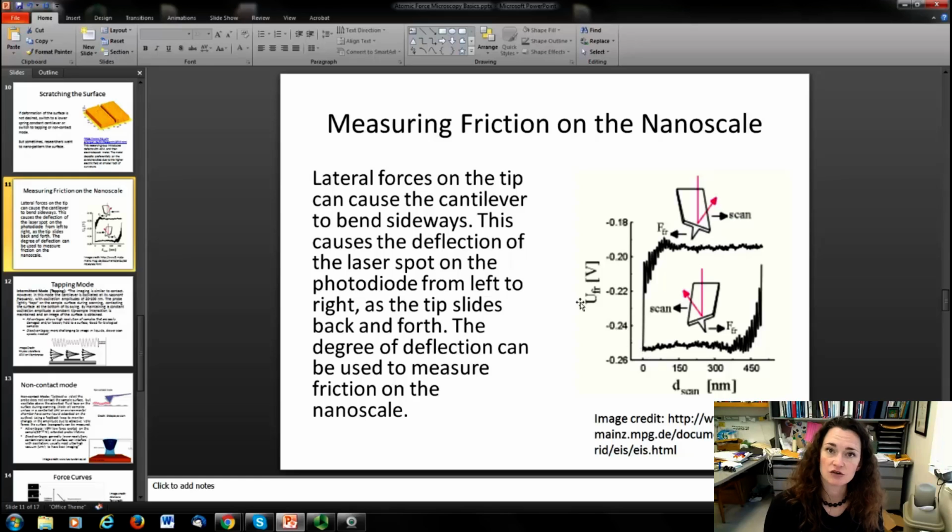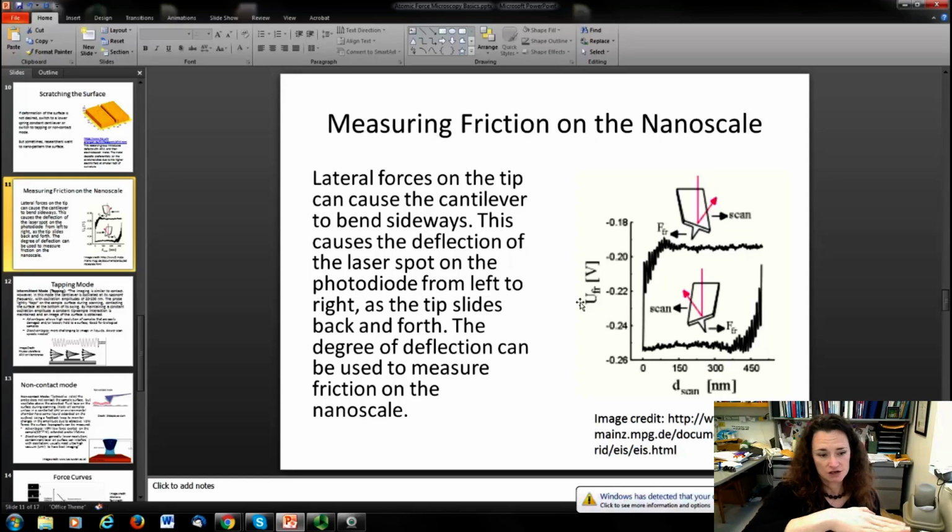And then that signal, the voltage of the signal, can be related to the force, the lateral force or friction of the tip on the surface. So higher friction surfaces deflect the cantilever more laterally, which means that you can measure a higher friction force. So you can actually measure friction on the nanoscale, and that's been done a lot. I've done it myself, for example, during my PhD thesis.